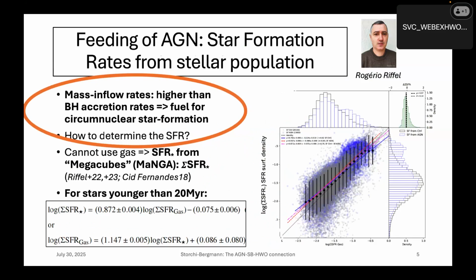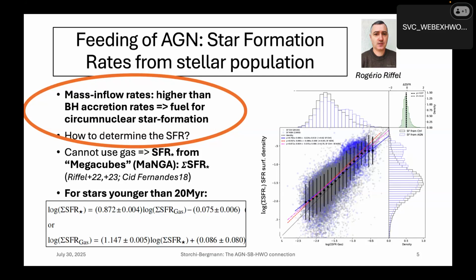The key point in these inflows is that we are finding mass inflow rates that are higher than the black hole accretion rate. So the mass is going in, but the mass inflow rate is higher than the accretion rate to the AGN. So where does this mass go? It accumulates in the nuclear region, and there it fuels circumnuclear star formation.